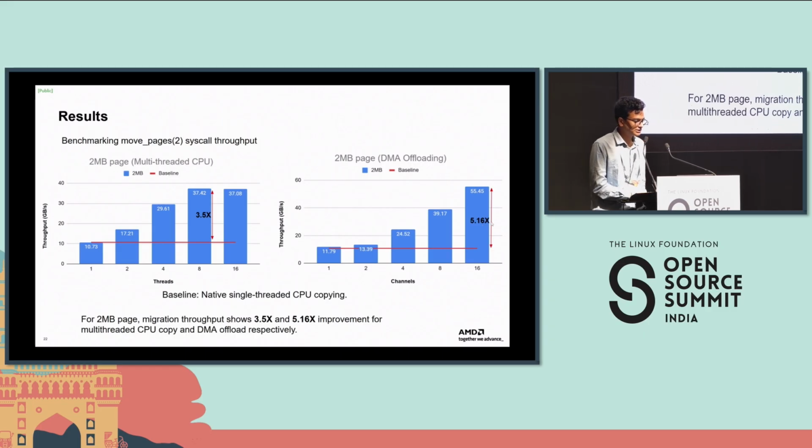So with 2 MB pages, we saw a good benefit because there are less overheads to manage this metadata. For example, there are 512 times fewer page table entries, and then less effort to manage the list and all.